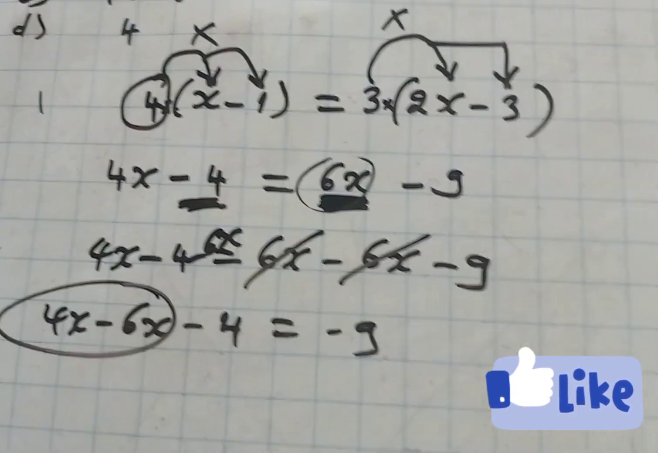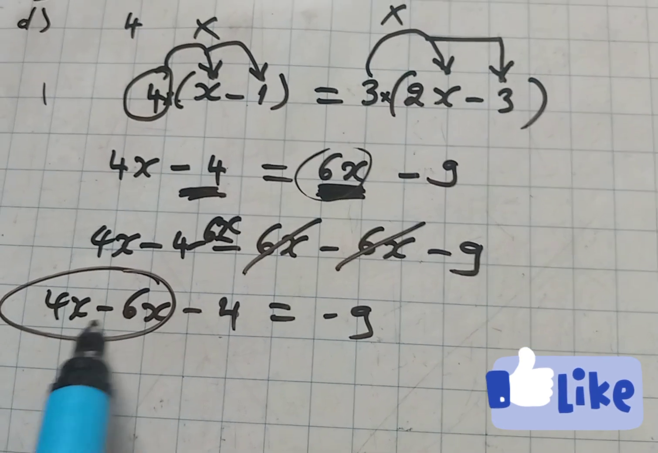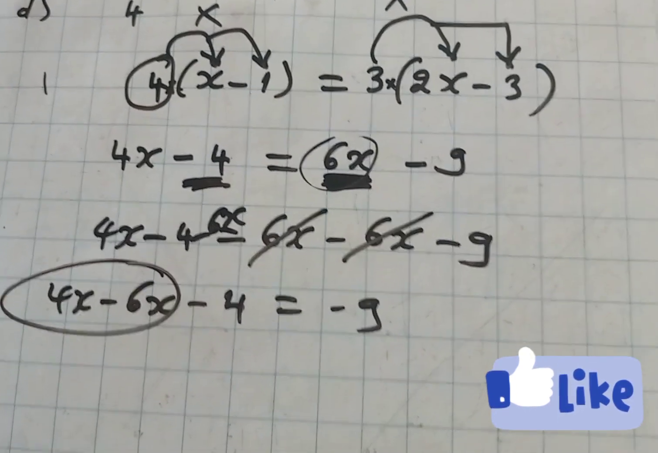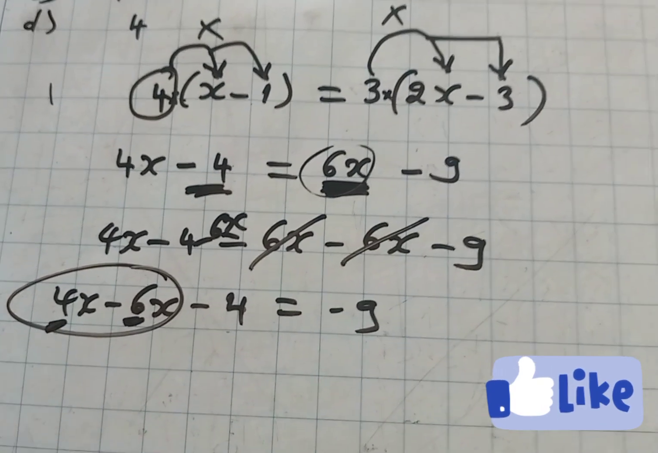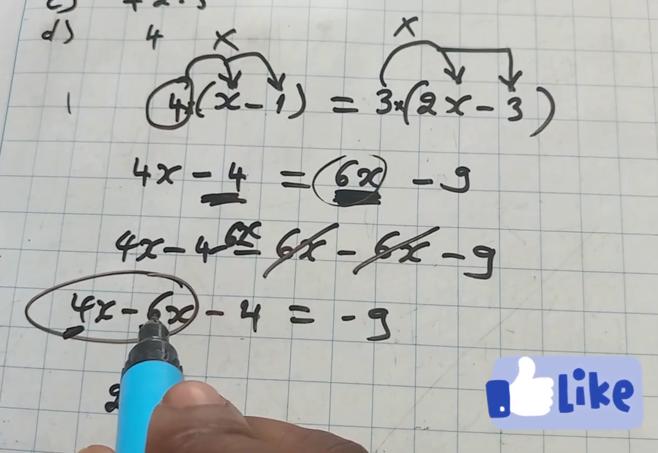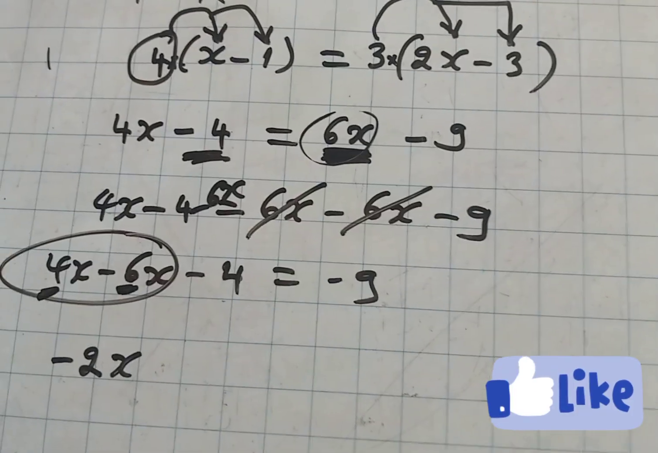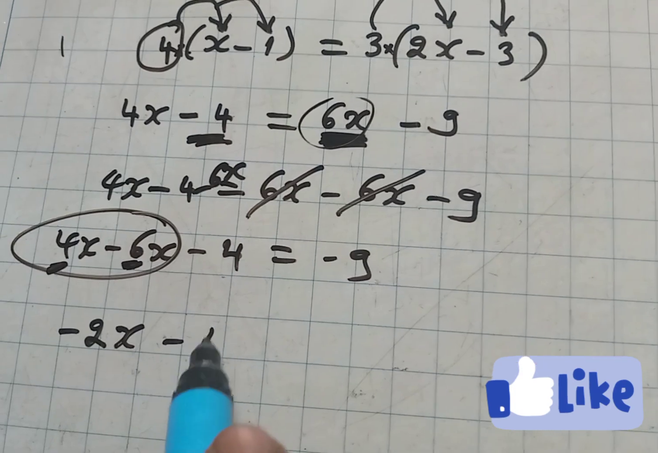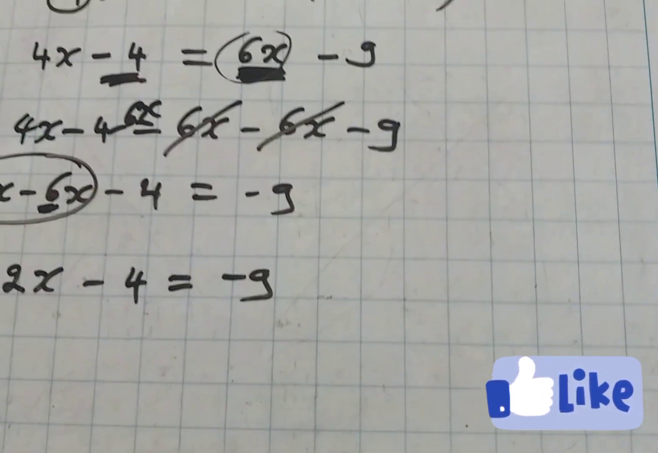These variables don't have the same sign. That's why we take the big number minus the small number to have 2. And the big number's sign is negative, then you put x here. So -2x - 4 is equal to negative 9.